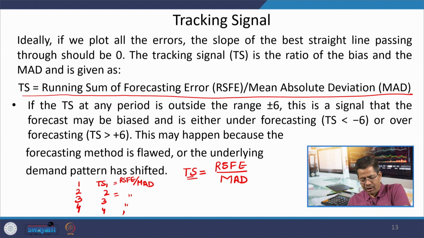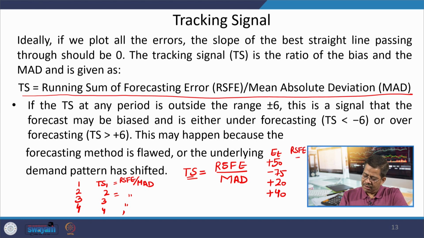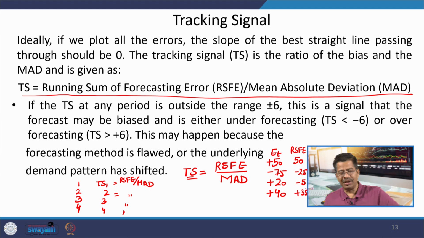Because for every period there is a running sum of forecasting error, let me explain with the help of data. First period, the forecast error ET is 50, next is minus 75, then plus 20, then plus 40. So, RSFE will be 50; 50 minus 75 becomes minus 25; plus 20 becomes minus 5; plus 40 becomes plus 35. So, this is the calculation of the running sum of forecasting error.